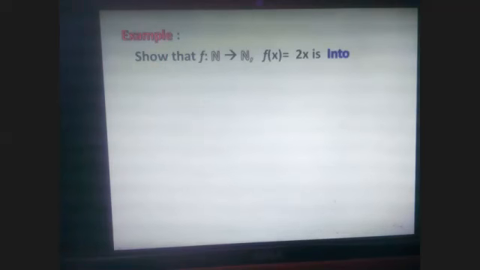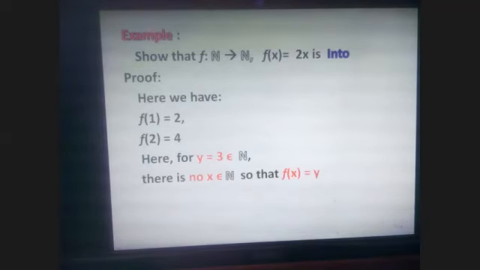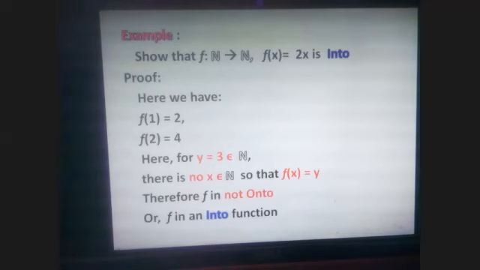Well, can you show that f from N to N, f(x) equal to 2x, is into? This is what I am discussing. What is your f of 1? 2. And what is f of 2? 4. Pre-image of 2 is 1. Pre-image of 4 is 2. Is there any pre-image for 3? There is no pre-image for 3. For y equal to 3 in N, there is no x in N so that f(x) equal to y. So this function is into function. Therefore, f is not onto, or f is an into function.